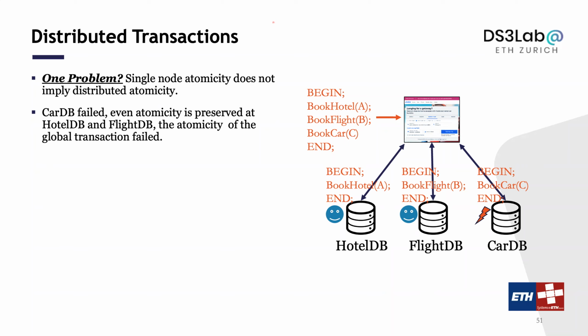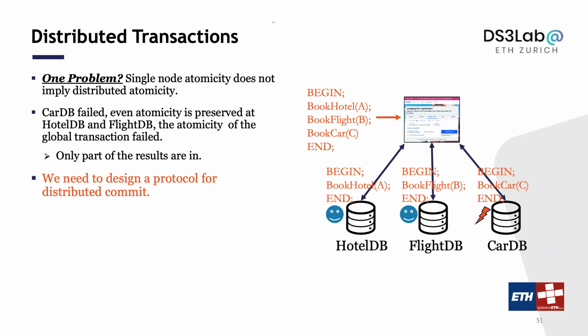You have different players in the system. Each one of them can try their best to give you atomicity, but that itself is not enough to enforce the distributed atomicity of the large transaction that I want to do. So we need to design a protocol for this, right? We talked about how to use logging and all these types of things to have atomicity for a single node. Now I have multiple machines, I have this coordinator. What should I do?